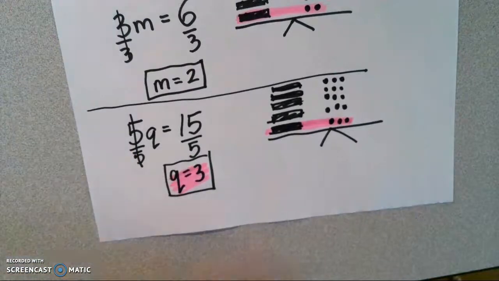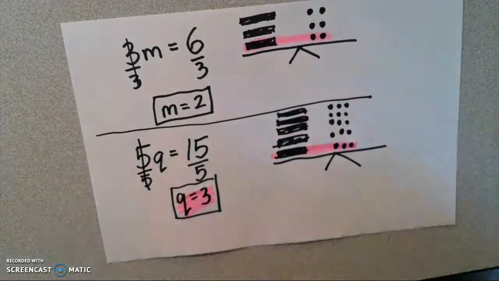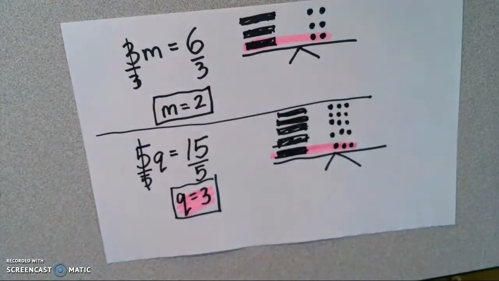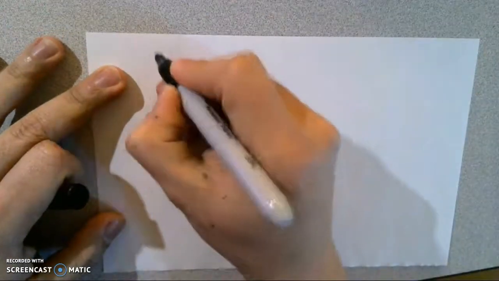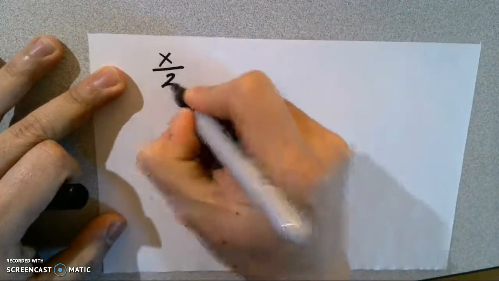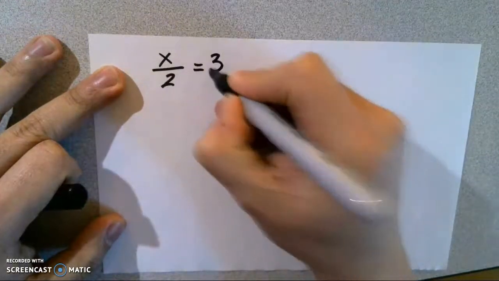Okay? So that one is multiplication. That is pretty easy. Now, I'm going to show you very quickly what division is. So, this one is multiplication. Let's do division very, very quickly. Alright. So let's do division. What if I get something like this? X divided by 2 equals 3.